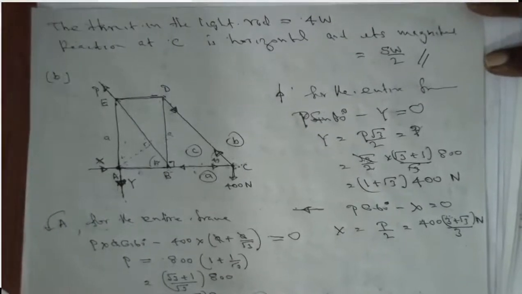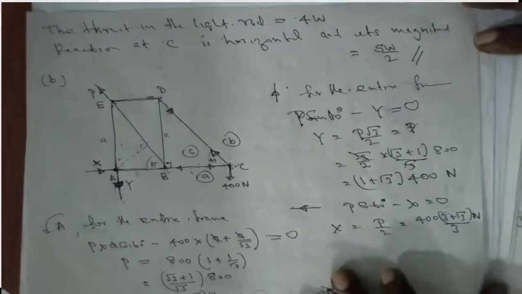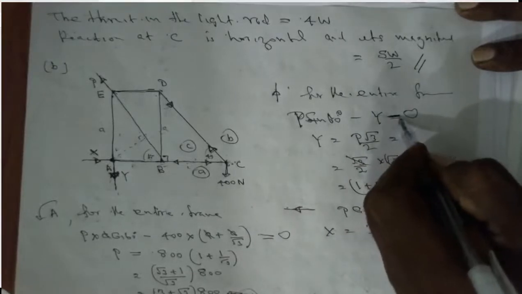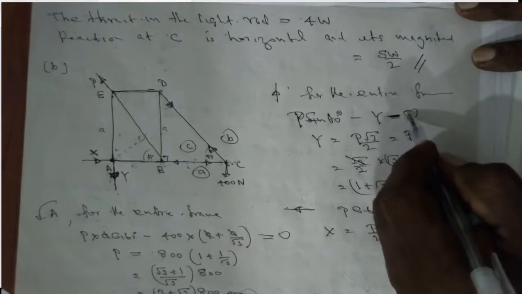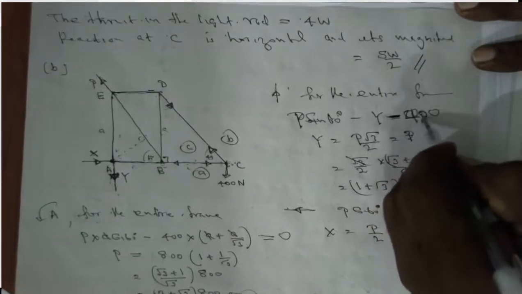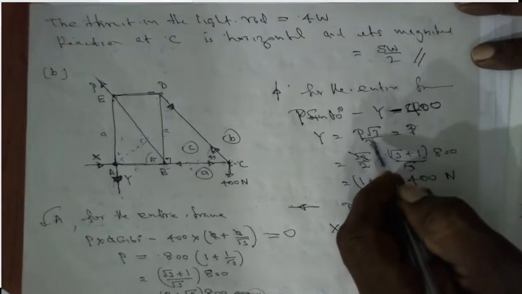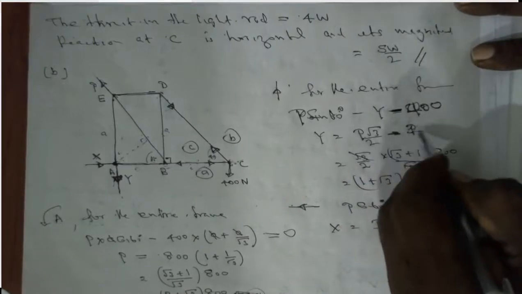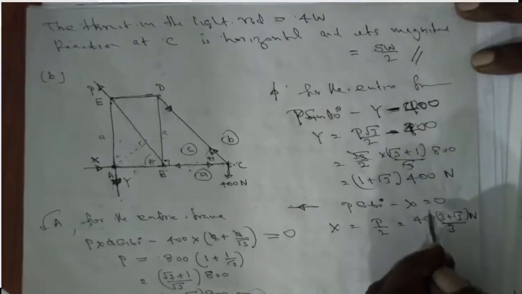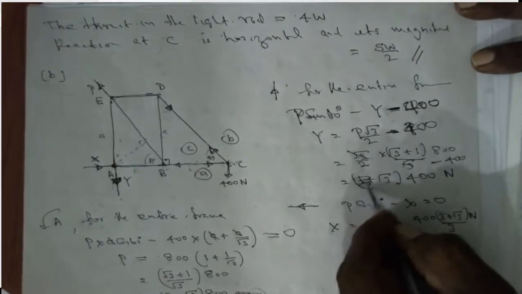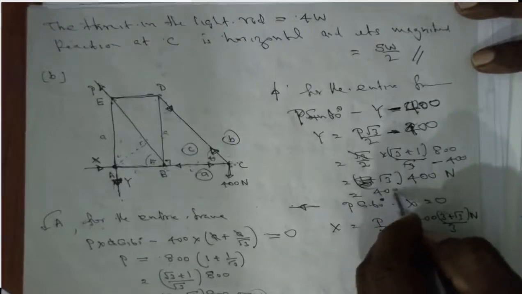So here, x is correct, p by 2. Resolving in y is wrong. You have not taken the 400 Newton. When you resolve vertically upwards, there is another force, minus 400. Then y equals p root 3 by 2 minus 400. Right? Then there's a value minus 400. Then finally you get 400 root 3 Newton.